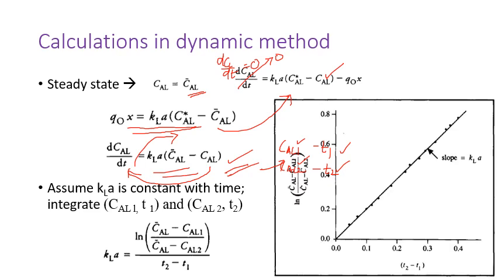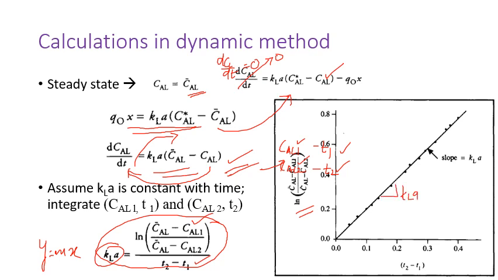Now, this diagram shows that this equation has become a straight line, of the form y is equal to mx. So ln of this term is equal to KLA into T2 minus T1. If you plot ln of C cap AL minus CAL1 divided by C cap AL minus CAL2 against T2 minus T1, you should get a straight line with slope KLA.